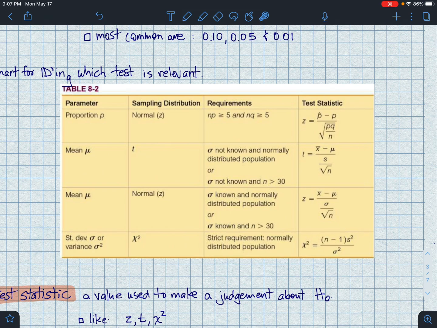And here are the 4. So we got proportions and 2 options for means, and then obviously 1 standard deviation. So notice 2 of them use a z-stat. And that's if you know, for example, the population parameter, right? Whereas if you don't, then use the t-chart.